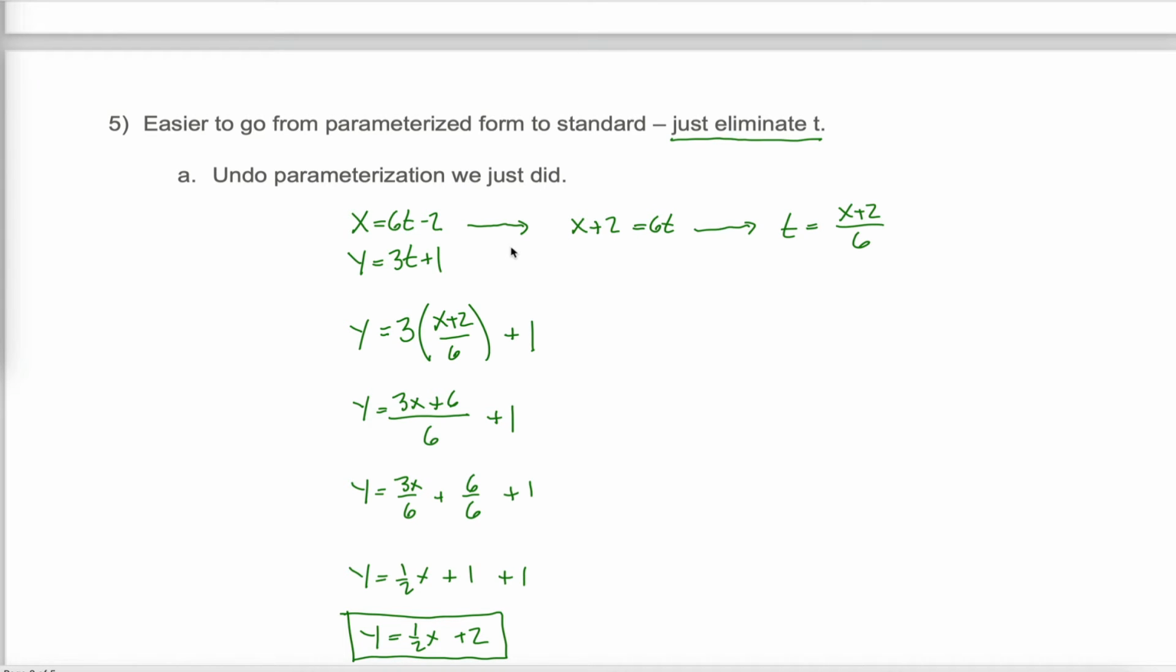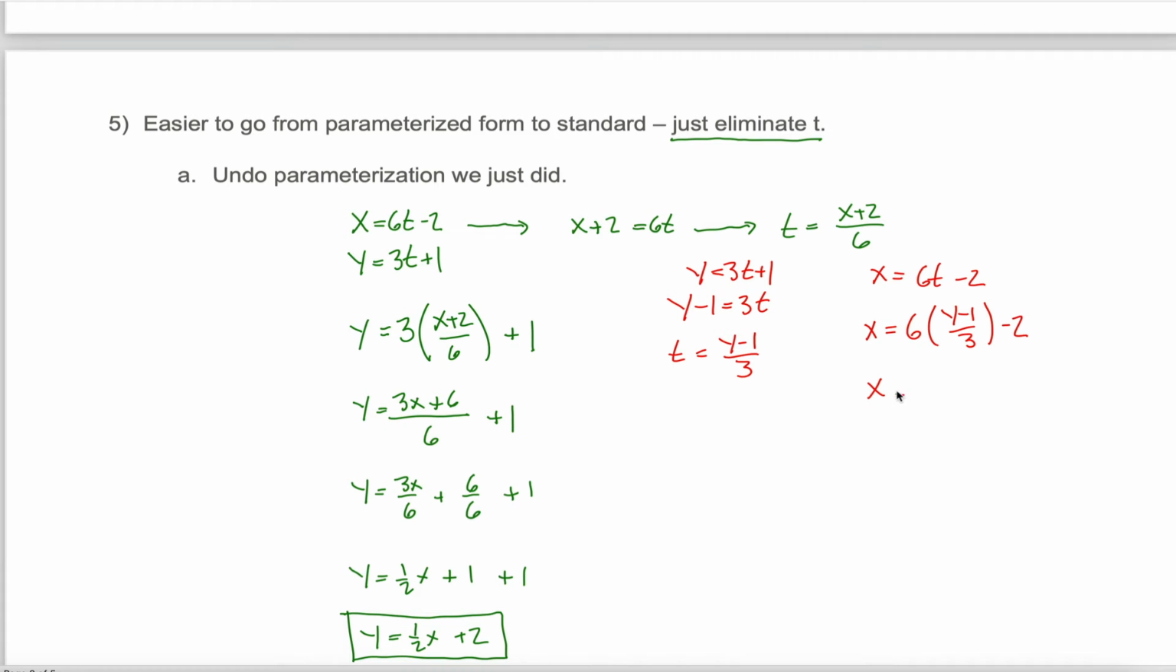Note that in this specific case, I solved the x equation for t and plugged that into the y equation. But there's no reason I couldn't have done it in the other order. I could have solved this equation for t, so get y minus 1 equals 3t, and then divide both sides by 3 to get t is equal to y minus 1 over 3. And now, since it's the y equation that I chose to solve for t, it'll be the x equation that I plugged that into. So x was equal to 6t minus 2, but instead of writing 6t minus 2, I could write 6 times y minus 1 over 3 minus 2.